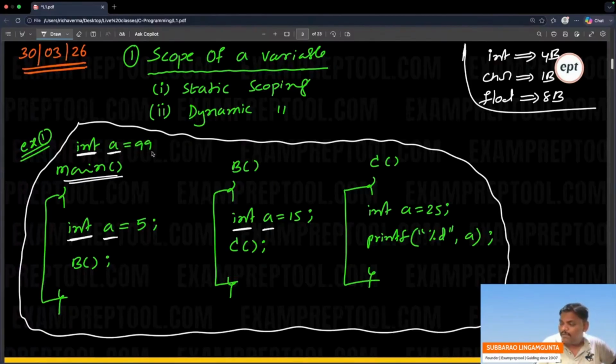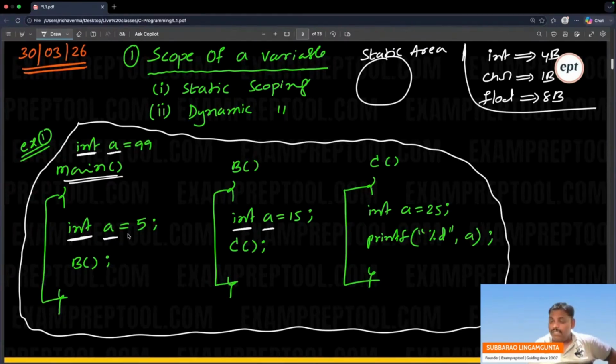Remember everyone, for a global variable, memory will be allocated. Everyone has to understand this one. Memory for a global variable is allocated in the static area, not in the stack area. Memory will be created for global variables in the static area. For local variables, memory will be allocated in the stack area.